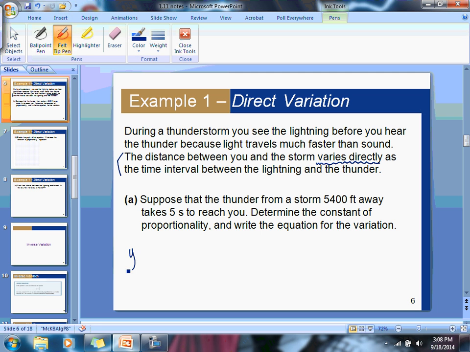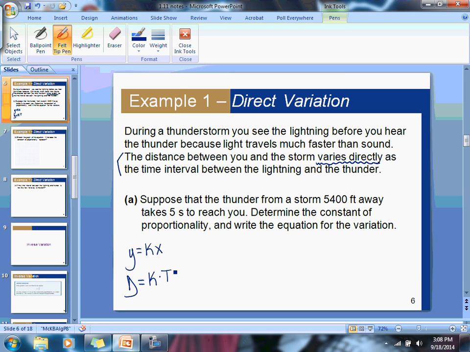So we're going to start with this basic format, the y equals k times x, since it's direct variation. But it says that the distance between you and the storm varies directly. So instead of the y, I'm going to have the d for the distance. And the k is going to stay k, that's our constant. So the distance between you and the storm varies directly, so that's my constant, as the time interval between the lightning and the thunder. So instead of x, I'm going to have t.